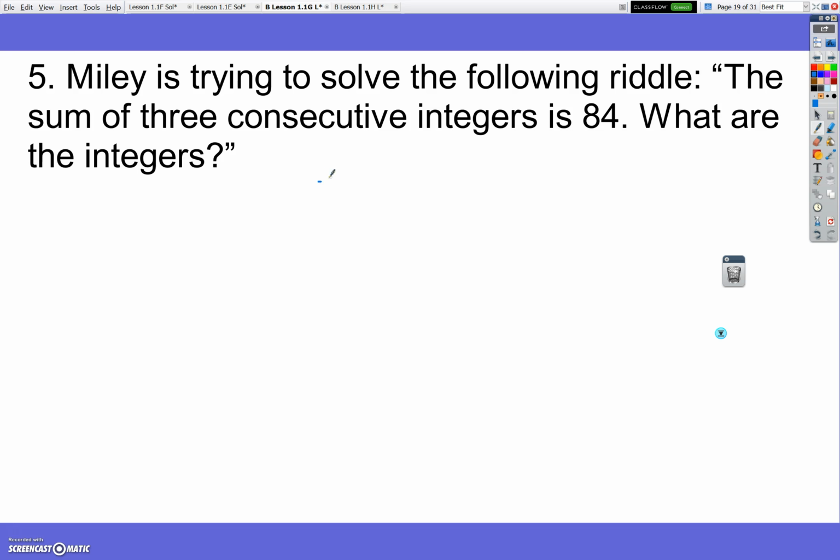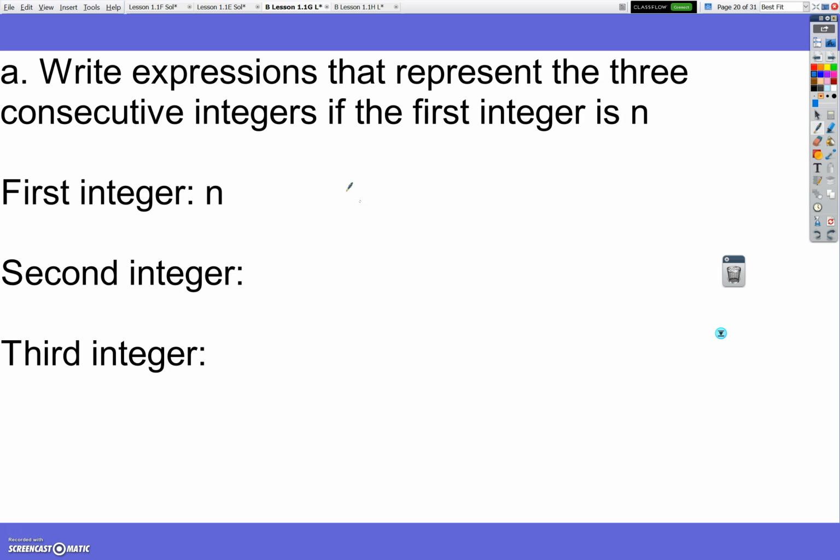If we remember, consecutive integers are in a row. For instance, 7, 8, 9 are consecutive integers, any integers that are going in a row. The other key piece of information is it says sum. Sum is the addition, the answer to an addition problem. It says write an expression that represents 3 consecutive integers if the first integer is n.